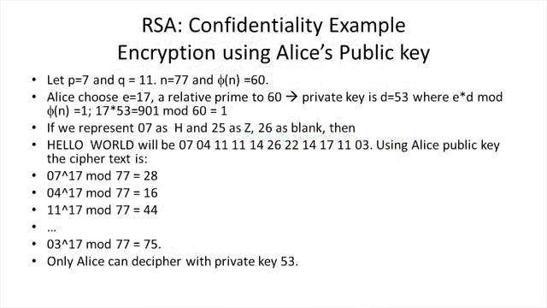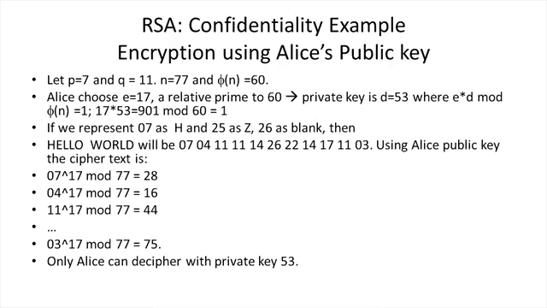Here we illustrate with small numbers using RSA for confidentiality purposes. First, we show encryption using Alice's public key. Let P equal 7, Q equal 11, and P times Q is 77, so the modulus n is 77. And phi of n, the totient function of n, is 60, because based on the totient function property, it is equal to (7 minus 1) times (11 minus 1), which is 60.